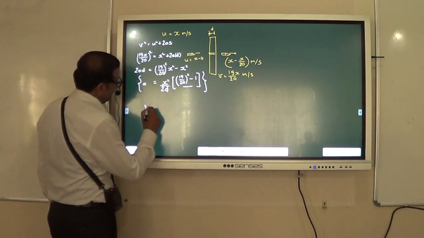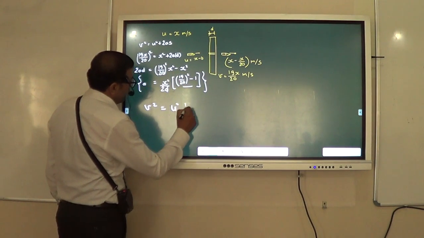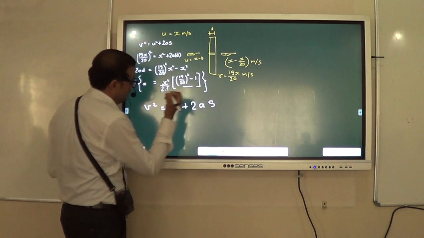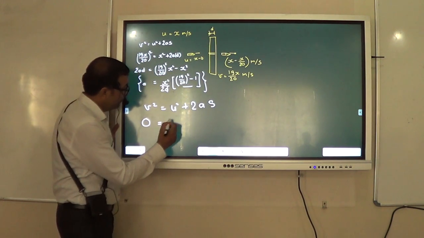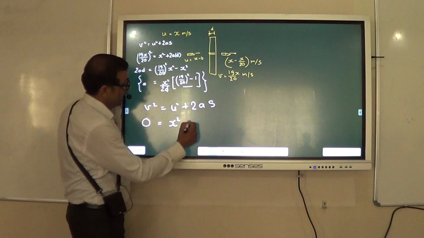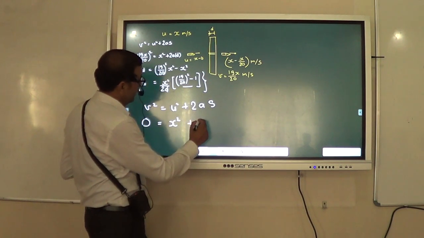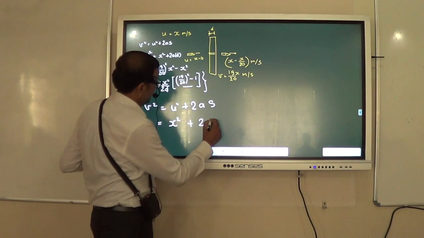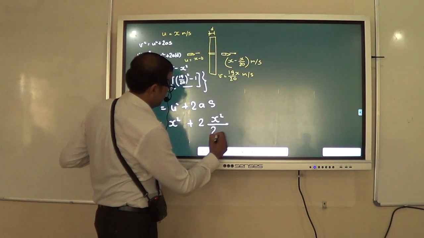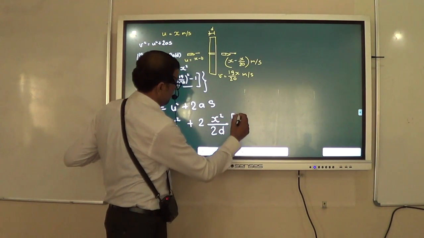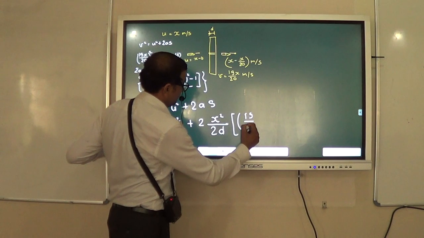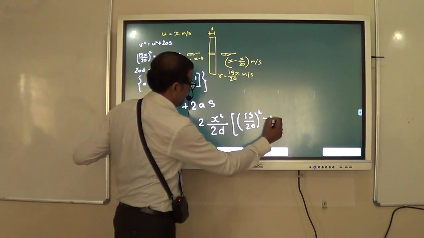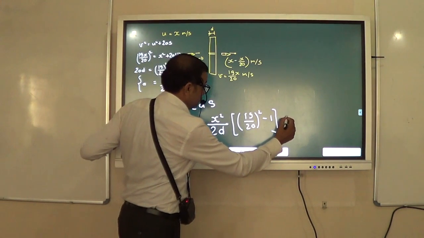Fine. Now I will be using v square equal to u square plus 2as. Again, v is 0, u is x square, and a is this. So 2a, 2 times x square by 2d, this into s.